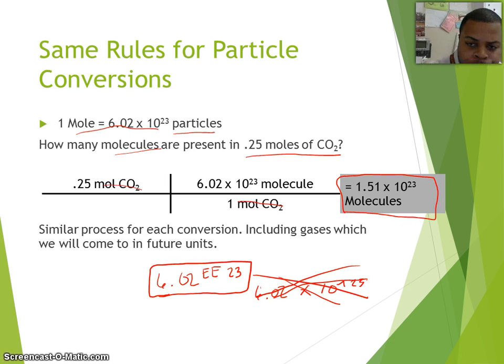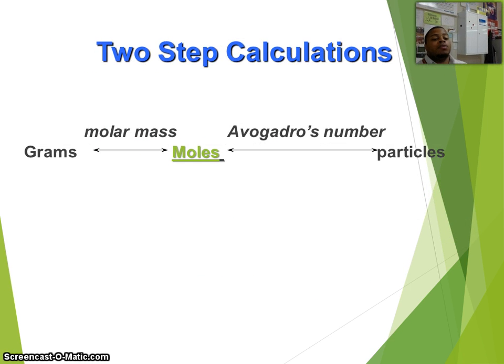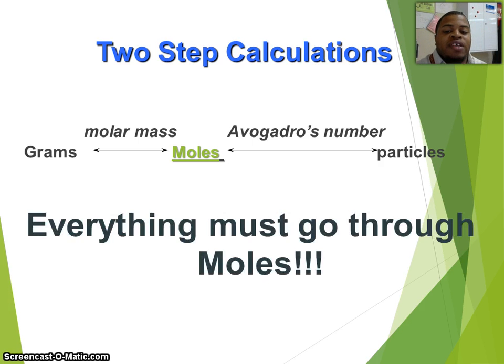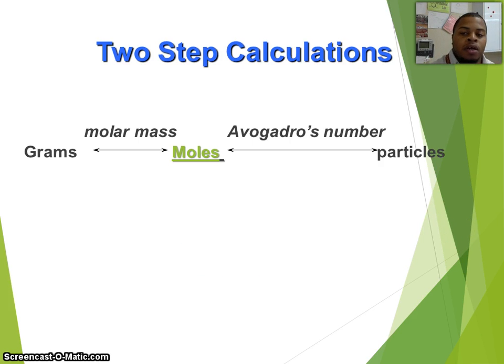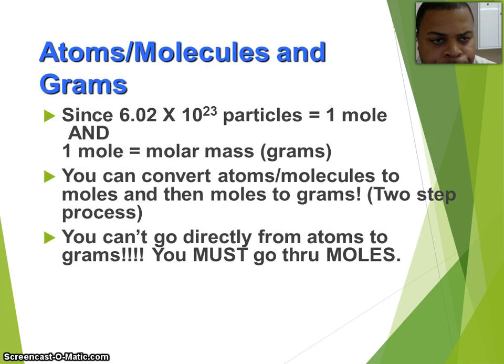Okay, now, what about if I have to do two-step calculations? And again, it seems like we're going fast. Don't worry, we have plenty of practice we can go through. Now, if I'm going through two-step calculations, notice what's flashing on the screen. Everything must go through moles. Every calculation that we do is going to go through moles. So far, we've talked about how to convert from grams to moles and from moles to particles, and vice versa. So we're going to go ahead and look at an example of a two-step calculation.